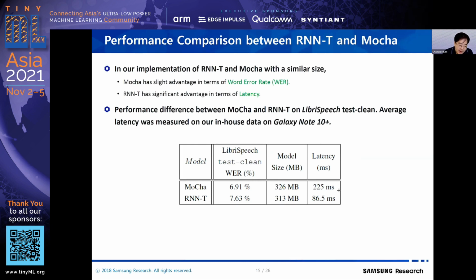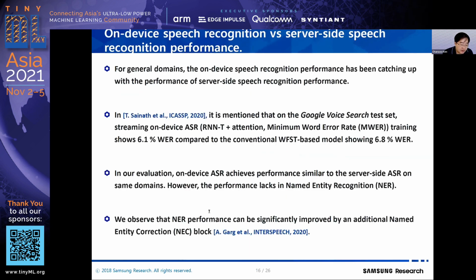In terms of speech recognition accuracy, we observed that MoChA might be a little bit better, but in terms of latency, we can see that RNN-T is much better. Because of this reason, these days we are switching from MoChA-based streaming attention to RNN-T or conformer-based speech recognition, also called conformer transducer. The structure of RNN-T and conformer are very similar. In terms of latency, the RNN-T based approach seems to be better.